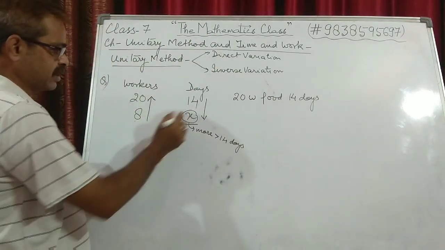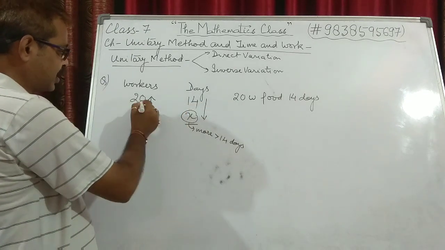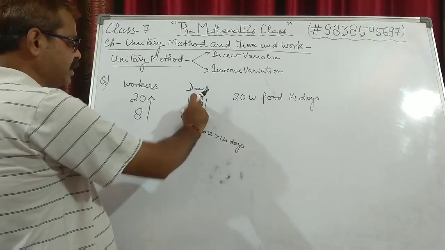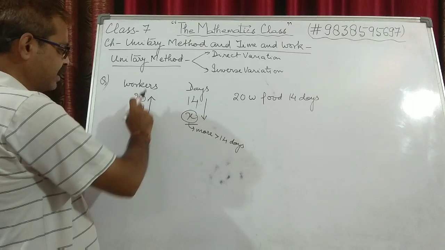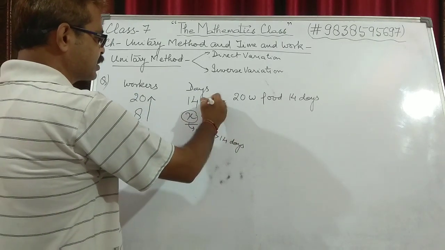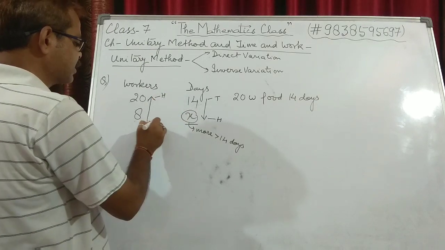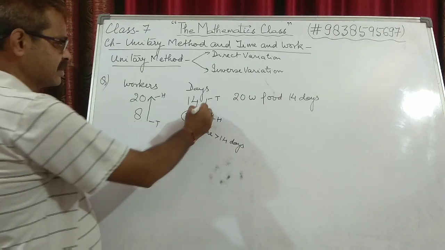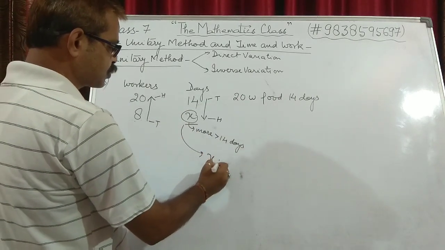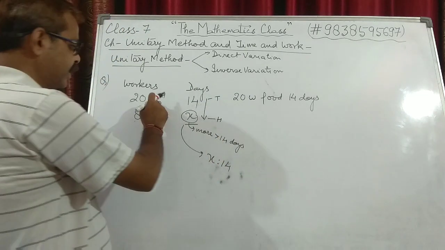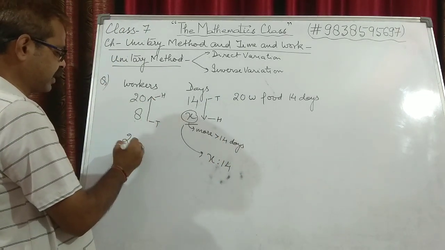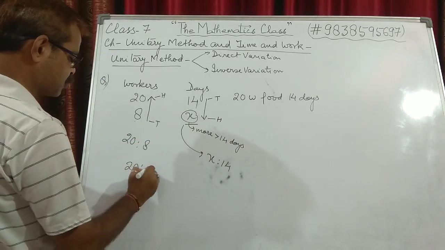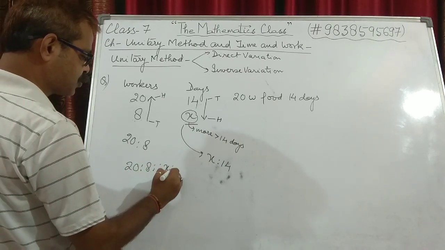Now this can be considered as x is to 14 and 20 is to 8. Means if you talk about the ratio of days, so x is to 14, head is to tail, and head is to tail. This is known as head, this is known as tail, this is head, and this is tail of the arrow. So this can be said as x is to 14. I have taken head is to tail. Here also I have to take head is to tail. So this can be written as 20 is to 8. Now we can equate these ratios. So 20 is to 8 proportion x is to 14.